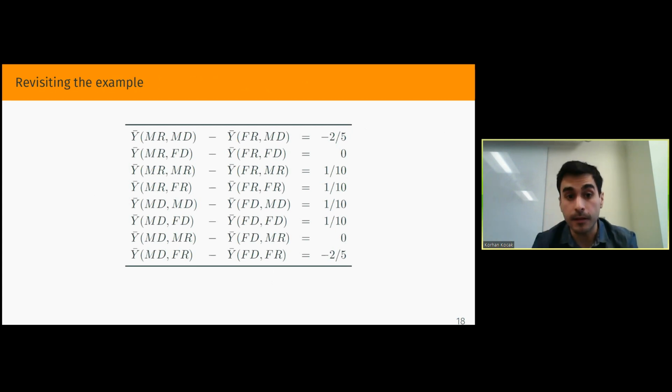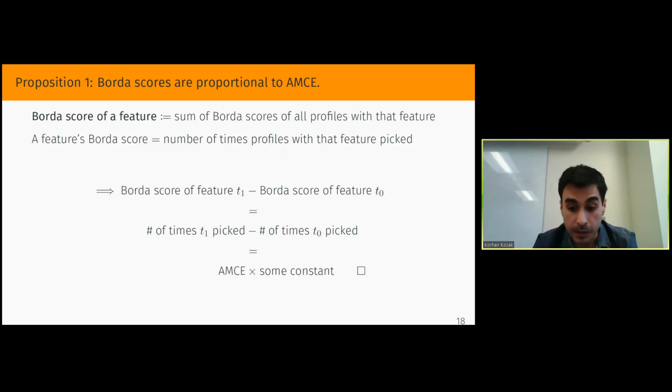Another way we could have gotten at the same result would be to sum over each of the columns. So look at all the times all male candidates are picked when every pairwise comparison is made, and subtract from that all the times all female candidates are picked when every pairwise comparison is made, and take the difference of these two sums and get at the exact same result, which we know is proportional to the AMCE. It's equal to the AMCE after some normalization, which just proves our result that the difference in the Borda scores of two features is just equal to the AMCE estimate times some constant.